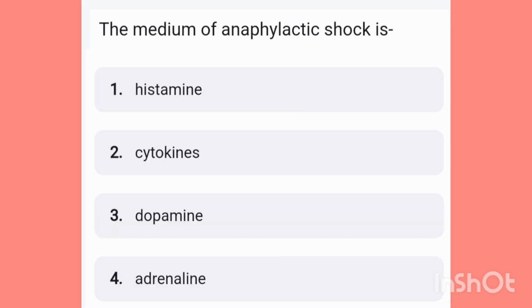Proceed to our next question. The mediator of anaphylactic shock is option 1, histamine, option 2, cytokines, option 3, dopamine, and option 4, adrenaline. The correct answer is option 1, that is histamine.